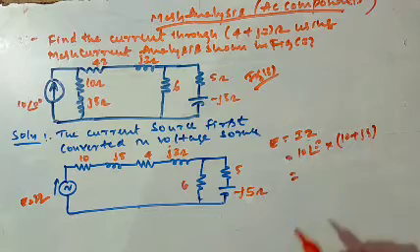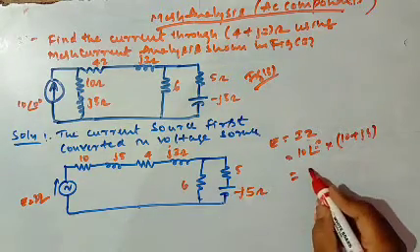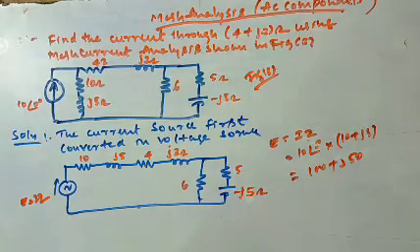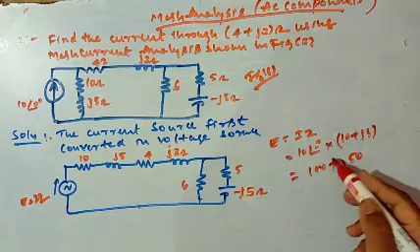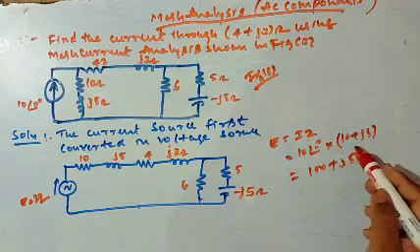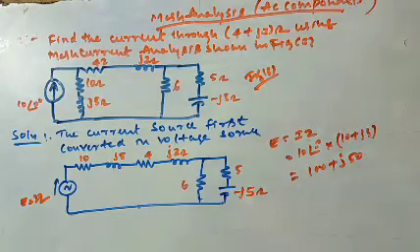The result obtained here is 100 plus J50. This 10 at an angle of 0 degree can be written as 10 plus J0. So 10 plus J0 times 10 plus J5, this will be 100 and J50. After converting this into polar form, the result is 111.8 at an angle of 26.6 degree.